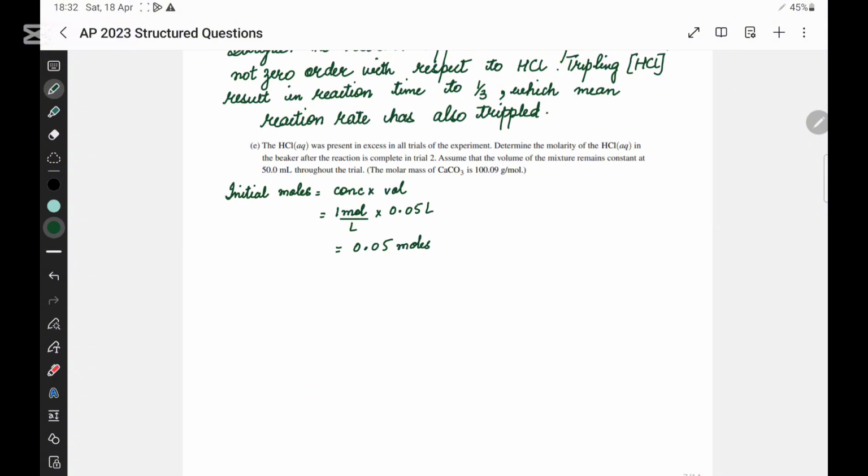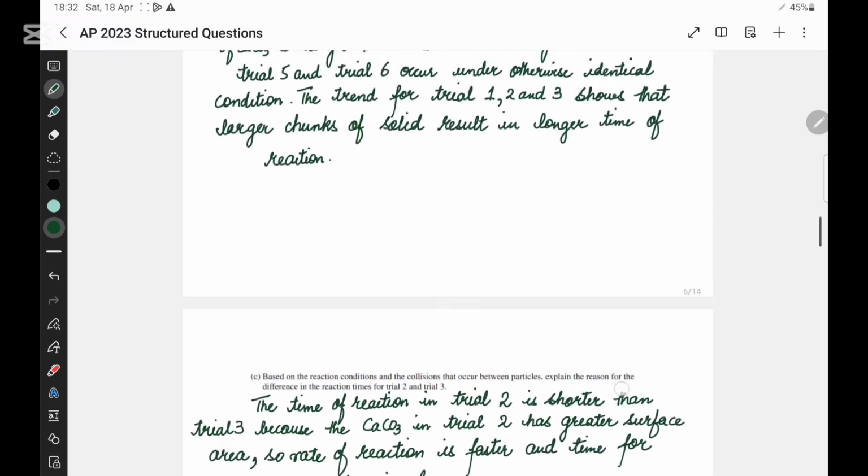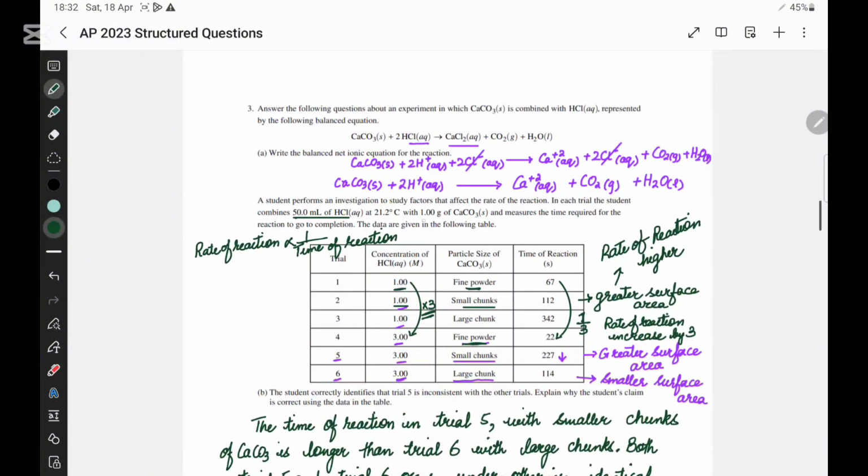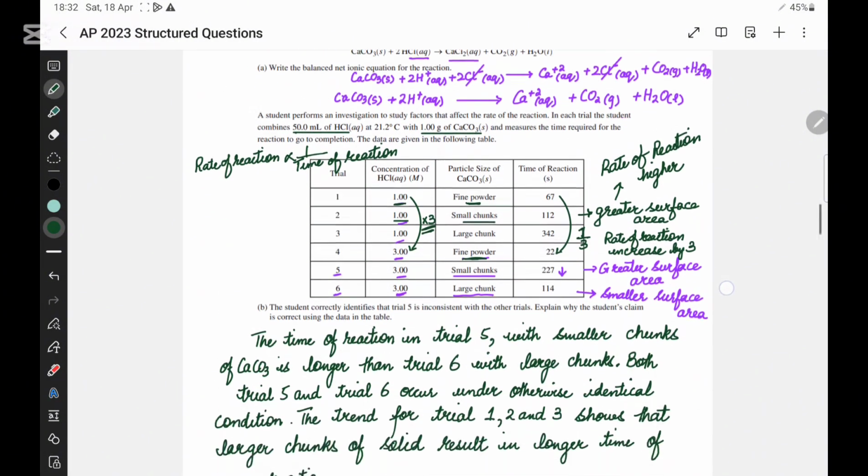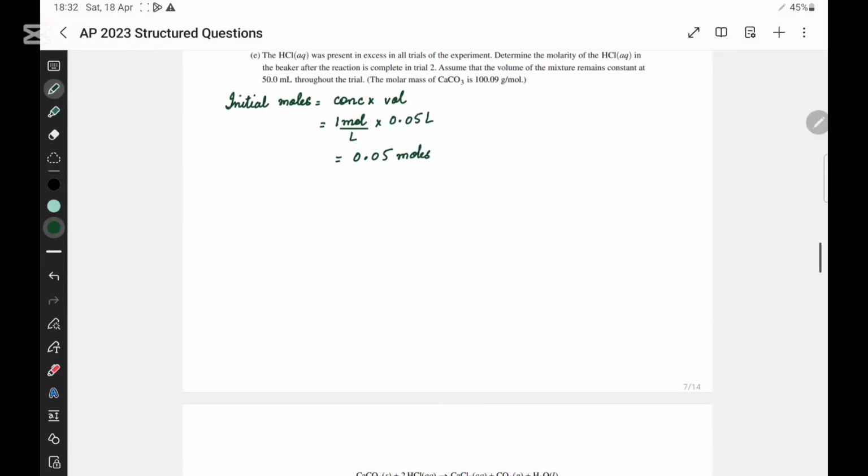Now we have to find out how many moles have reacted. So calcium carbonate here is 1 gram that has been given to you, and from calcium carbonate you can find the number of moles. Mole of calcium carbonate comes out to be mass, which is 1 gram, over molar mass, which is 100.09, and it comes out to be around 1 by 100.09.